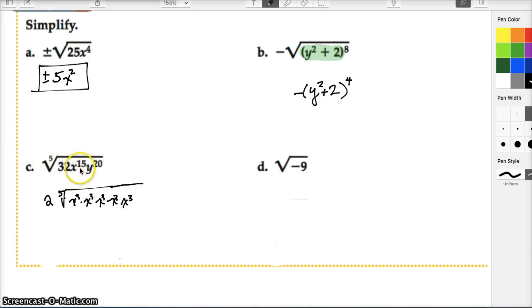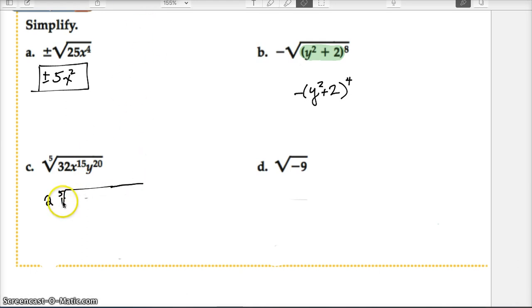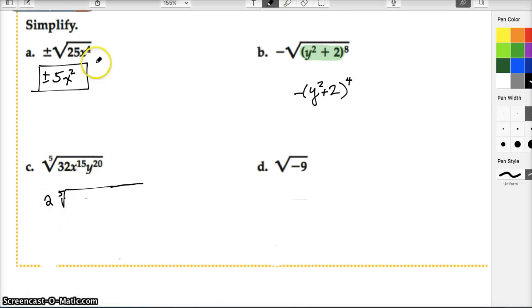And basically, if I took 15 and divided it by 5, I would have gotten x to the third. So once I've got the 5 x to the thirds, I know the 5 things that multiply to give me x to the 15th, and that's x to the third. So now the 5th root of x to the 15th comes out as x to the third. And let me write that over here, x to the third. It's getting a little crowded.